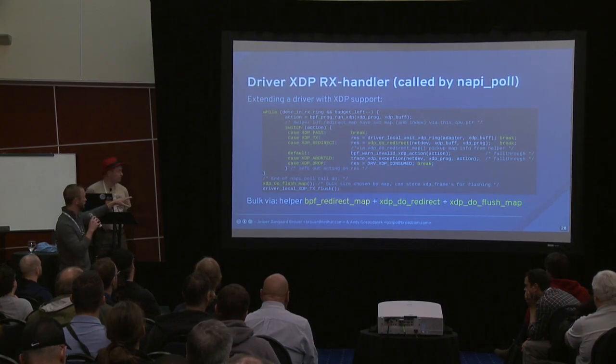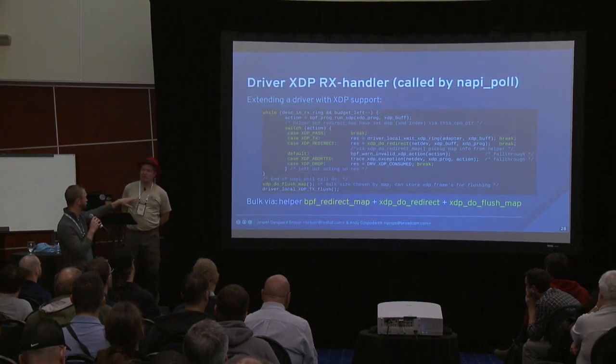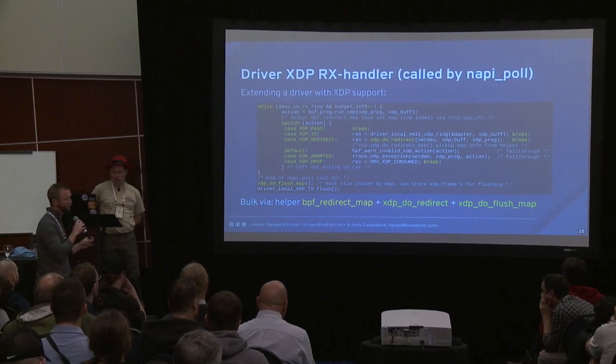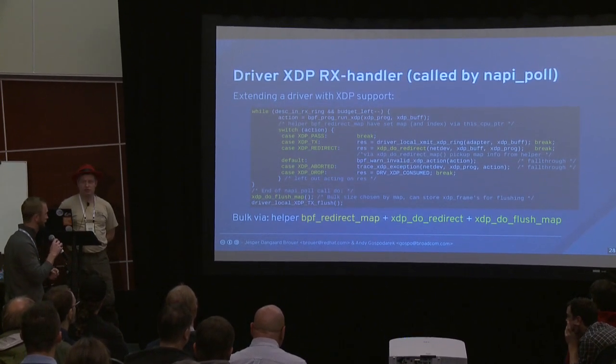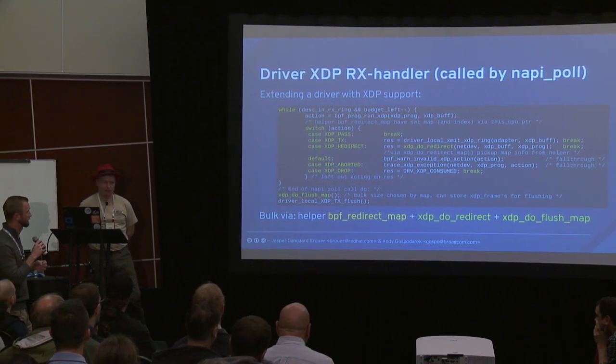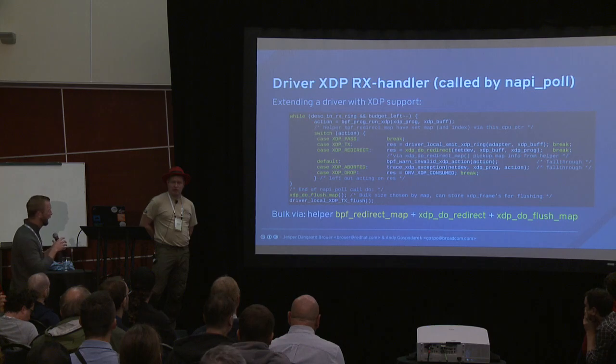And then the key with all this is that, as Jesper mentioned, there's a bulking operation available, which gives us another huge performance boost. When we're doing these rapid transmits, you don't necessarily need to write the doorbell for your NIC every single time to make sure every single packet's sent. You can send a few of those, then write the doorbell.